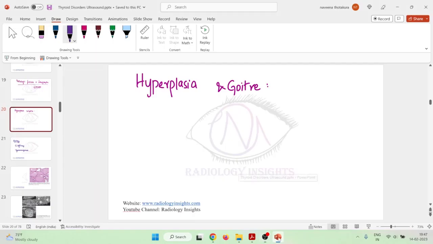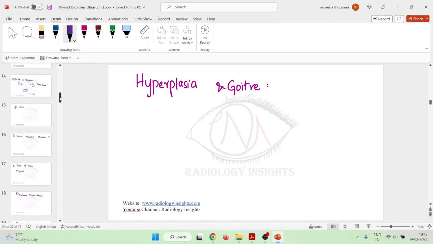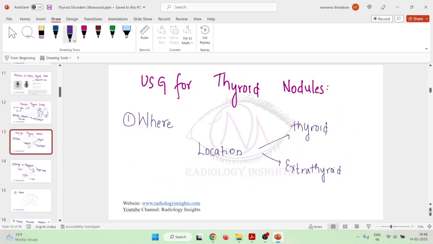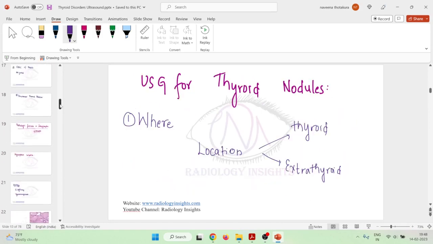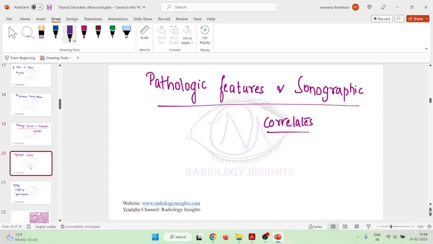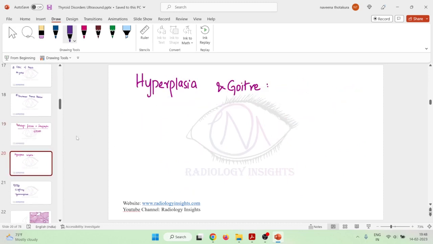Hello friends, let us now learn the differences between hyperplasia and goiter. We have already learned about the thyroid nodules and what we see in a thyroid nodular disease in ultrasonography.